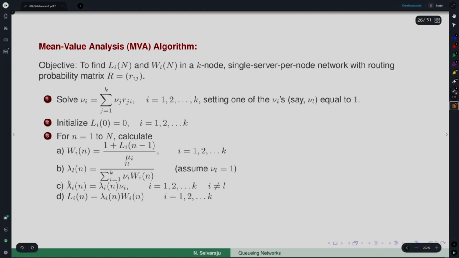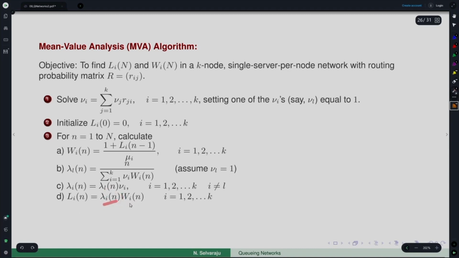Then we know that nu I is lambda I by lambda L, so lambda I is equal to lambda L times nu I. Now, once I get this lambda I of n, I can use the second principle that we have used. So, the first principle is used in A, and the second principle is used in D. To lead to D, we are computing the steps B and C. Okay, so lambda I of n, W I of n.